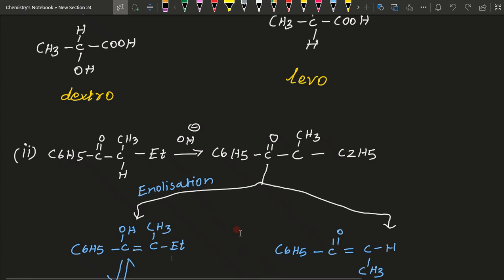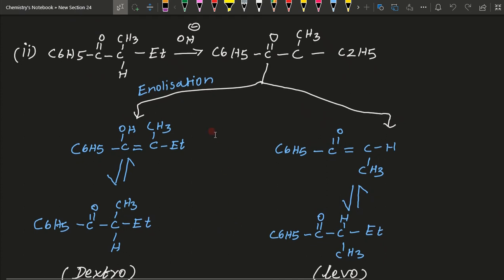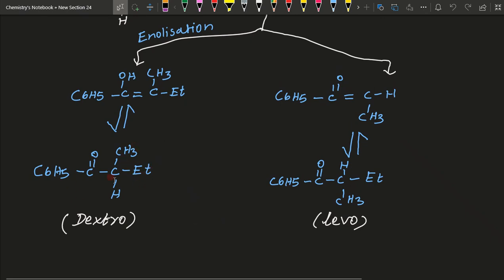This goes through enolisation. See the enolisation. C6H5 phenyl group, and here the double bond, CH3 C, ethyl group. At the same time, on the right side, C6H5 C double bond O CH3, it gives, this is the dextro and this is the levo form. C6H5 C double bond O CH3 ethyl group. This is the dextro form, this is the levo form.